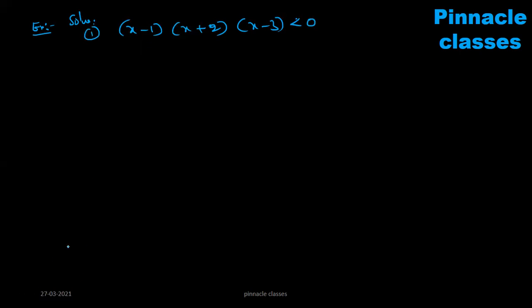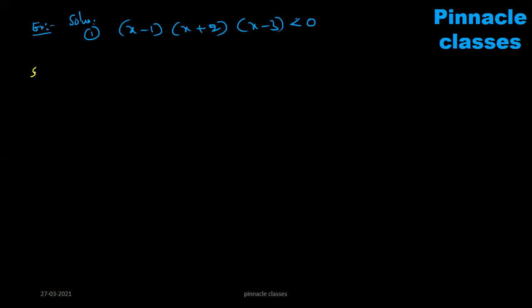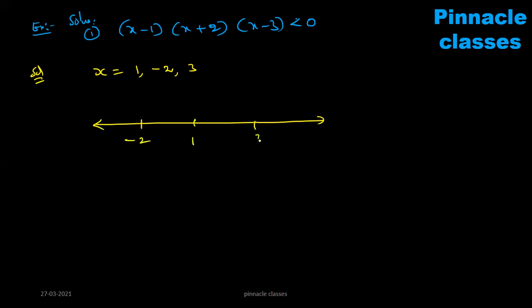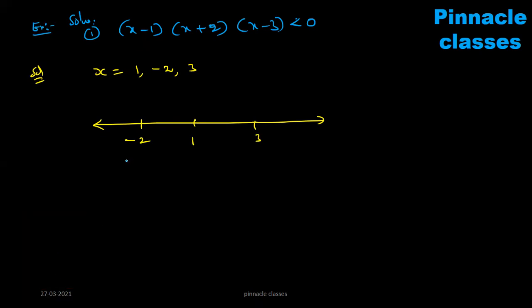What is the first step? Anyone? What is the first step? Equate into 0. Suppose we are getting what are the zeros? x is equal to 1, minus 2, 3. What to do here? Take the number line. From left to right means what? First one is minus 2, 1, 3. Now in this case, we have to identify which one is included, excluded.